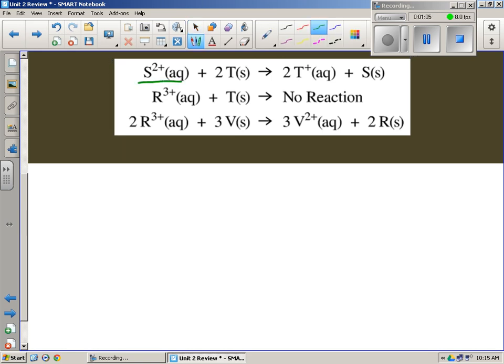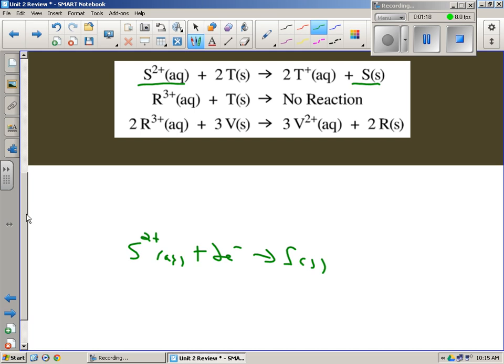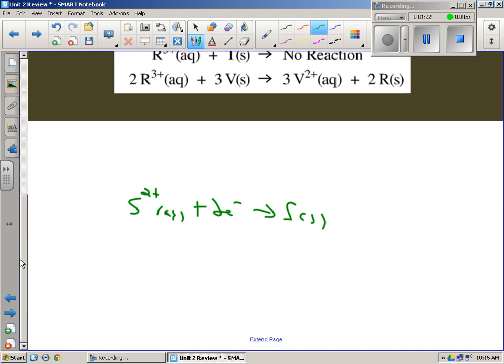S2+ is gaining electrons to become S solid. So S2+ and 2 electrons gives me S solid. That has to be higher. S2+ has to be higher than T because it is a spontaneous reaction. Something's happening there. So T solid would have to be down here somewhere.